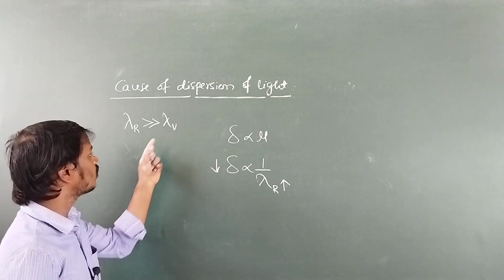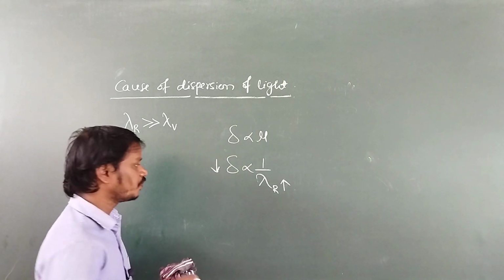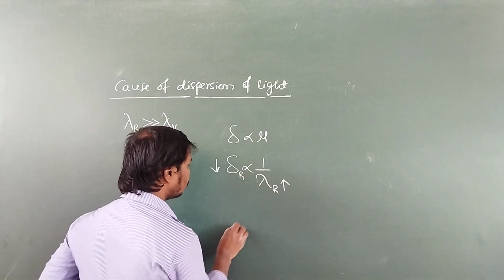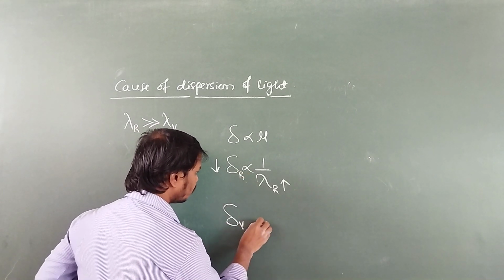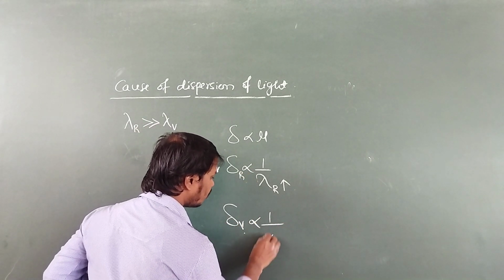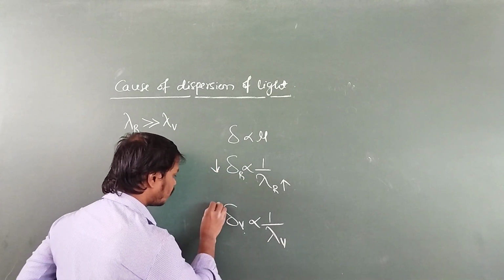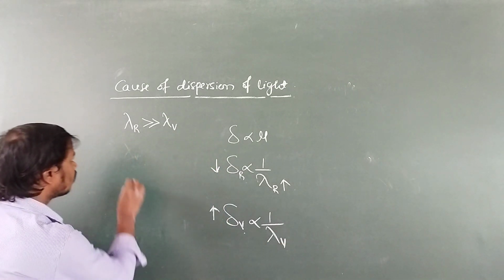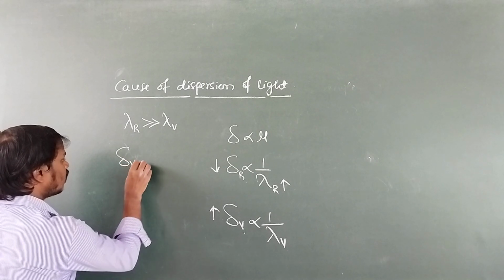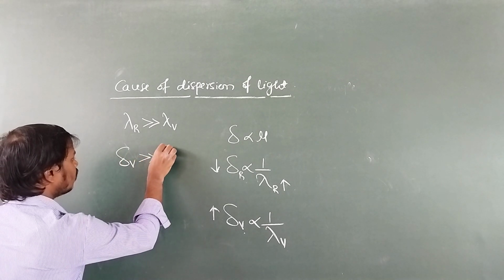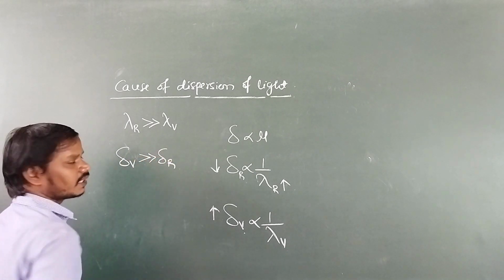And which color bends more here? Violet color. So this is for red, and this is for violet. Violet color has the shortest wavelength, so the angle of deviation is more. The angle of deviation for the violet color is more than the angle of deviation for red color.